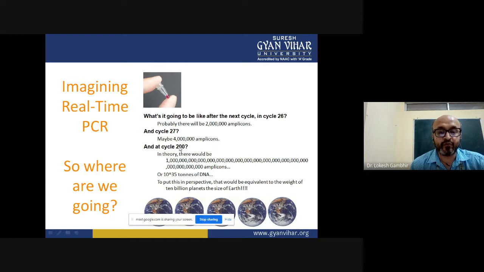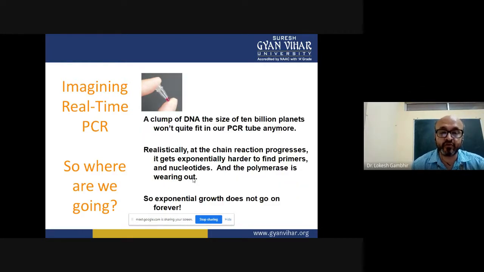By the end of 200 cycles, what I'll be having is about 35 tons of DNA, which is equivalent to the weight of 10 billion planets of the size of Earth. So that is how exponential growth is. But that is not what we are discussing. What we want to show you is, when this particular exponential form is going ahead, then what is happening?